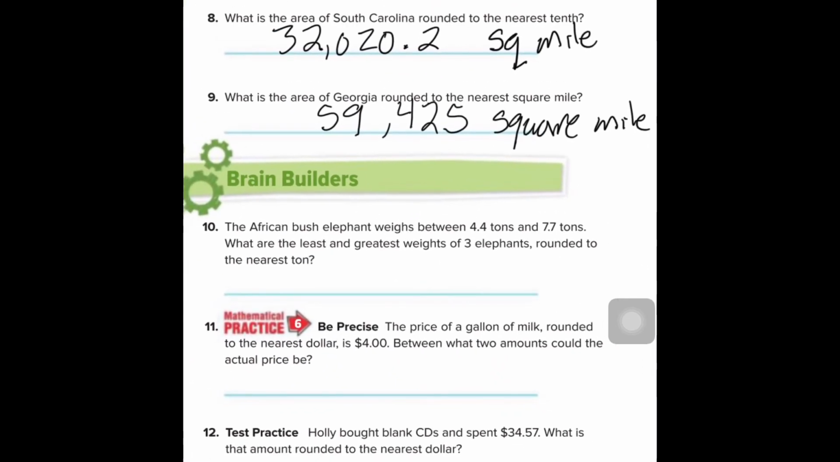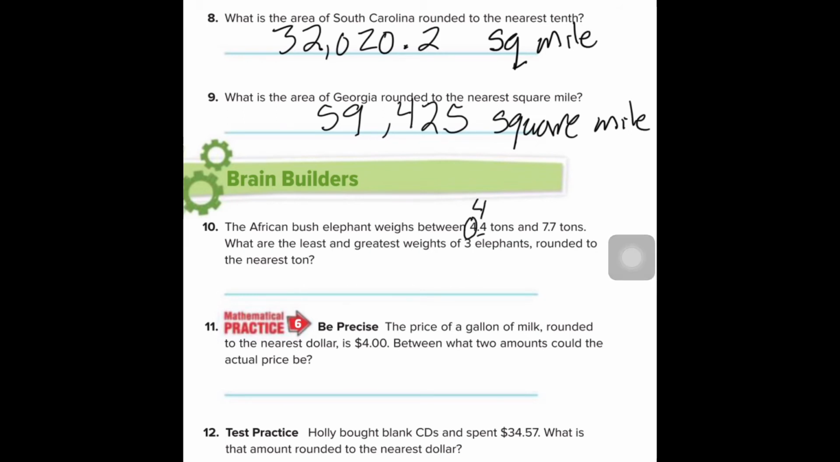Ooh, this one's a fun one. The African bush elephant weighs between 4.4 tons and 7.7 tons. What are the least and the greatest weights of 3 elephants rounded to the nearest ton? So we need to think of the smallest possible weight for 3 elephants and the biggest possible weight for 3 elephants. But we got to round them first. So let's look at this number. So our target number is going to be that whole number 4, and that baby 4 is going to determine what happens to it. Baby 4 right there in the tenths.